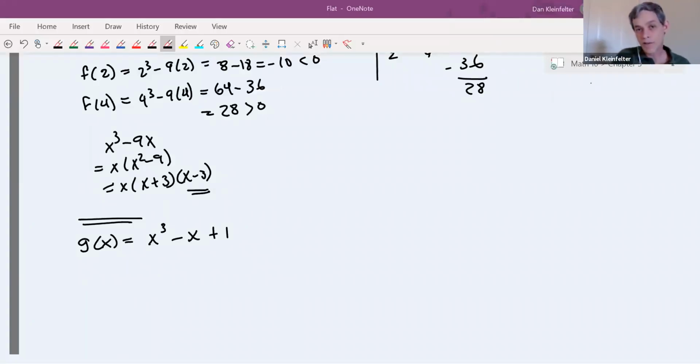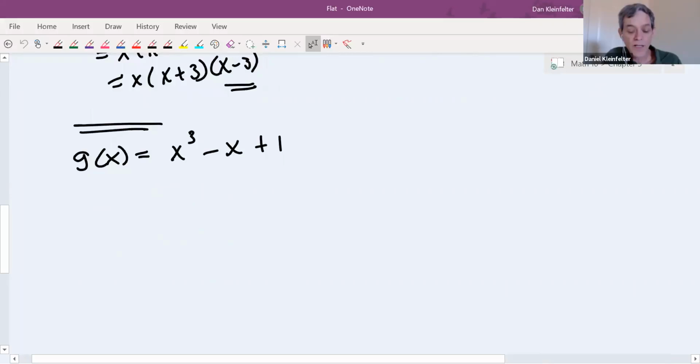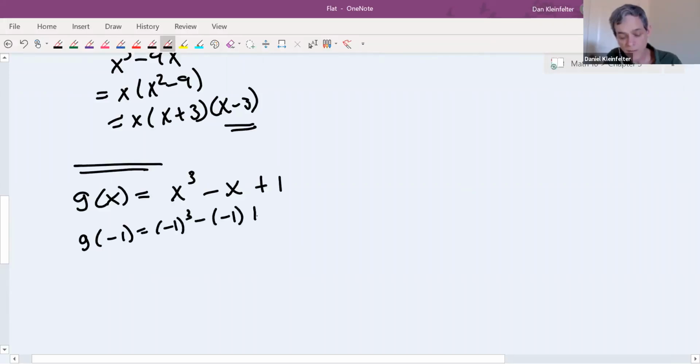All right, so here's another function that might be more interesting. This is a function g of x, which is x cubed minus x plus 1. For this one, it's again a polynomial function, so we'll be able to apply the intermediate value theorem to this. So g of negative 1 is going to be negative 1 cubed minus negative 1 plus 1. That will be negative 1 plus 1 plus 1, which is 1, which is positive. So at negative 1, the function is positive.